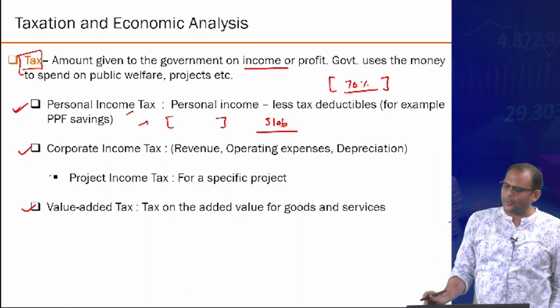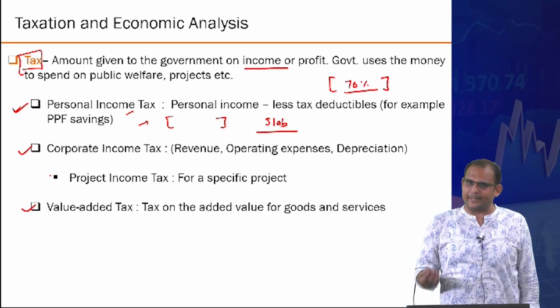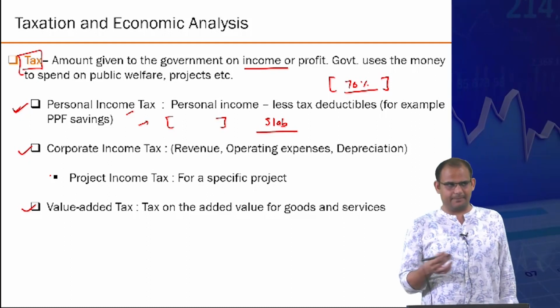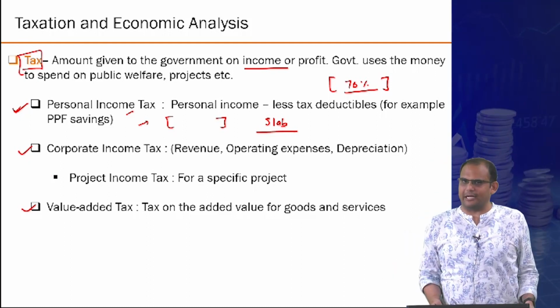Second is the corporate income tax. So corporate income tax is something that is charged to the companies. Each company has their revenues, each company has their expenses, each company has their depreciation. Using that calculation, they end up charging.